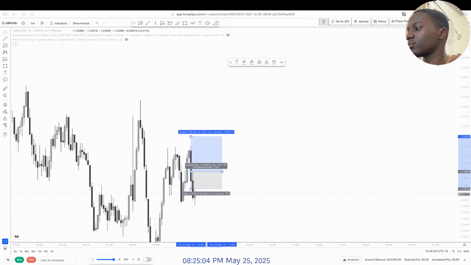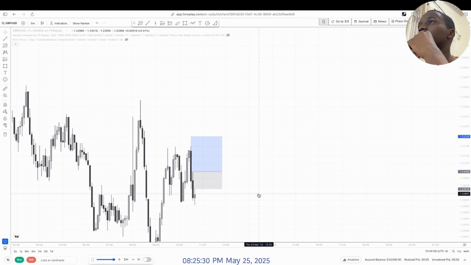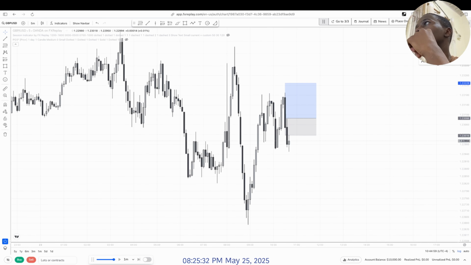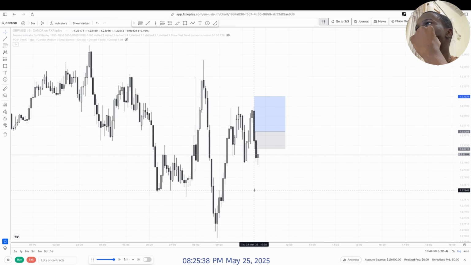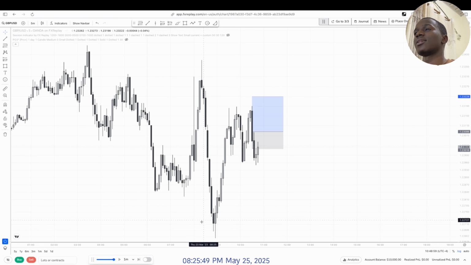Now we can save this. You can see that the fair value gap was obviously disrespected. So let's wait and see what is to happen in the next silver bullet session. Well, I'll trade the morning session. I don't trade the afternoon session silver bullet.